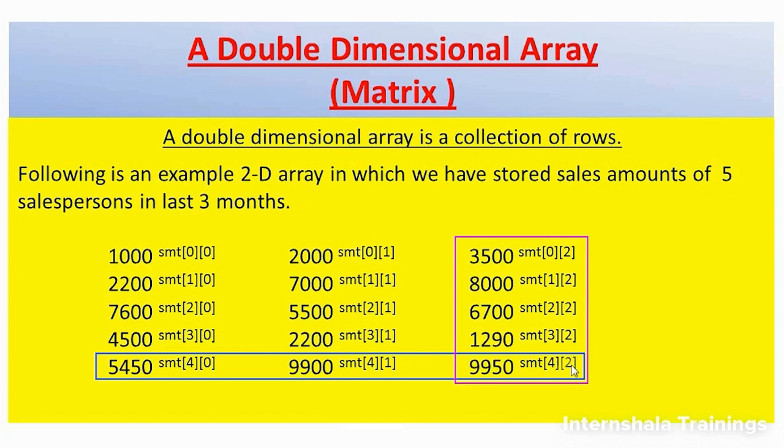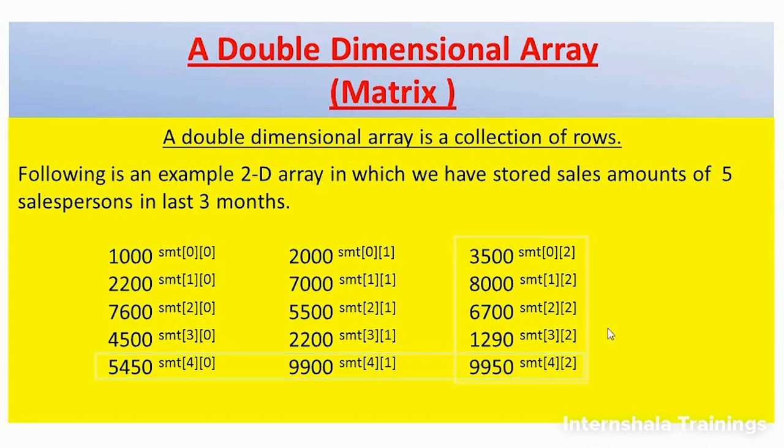Again, let me repeat it. 4 means the fifth row. Why? Because the row number subscript is starting from 0, and here the column number is starting from 0. Hence 2 means the third column. So this is how we can use double dimensional arrays.